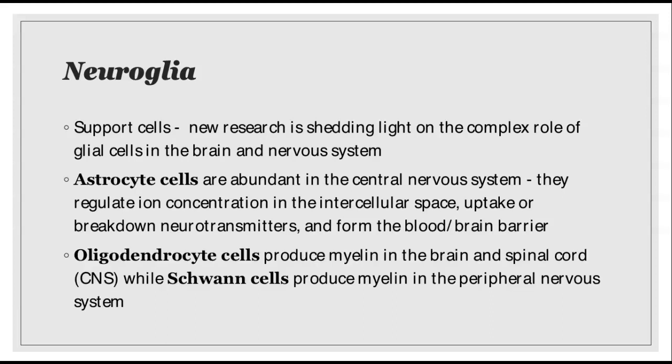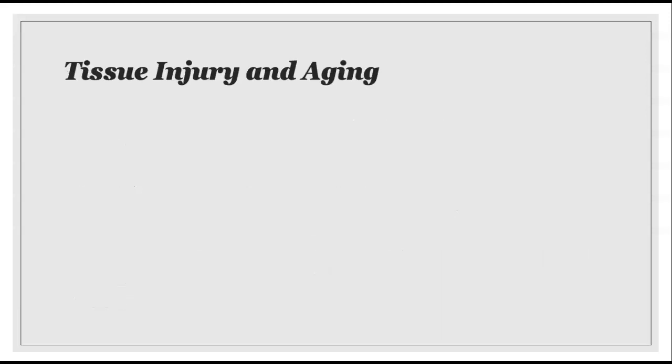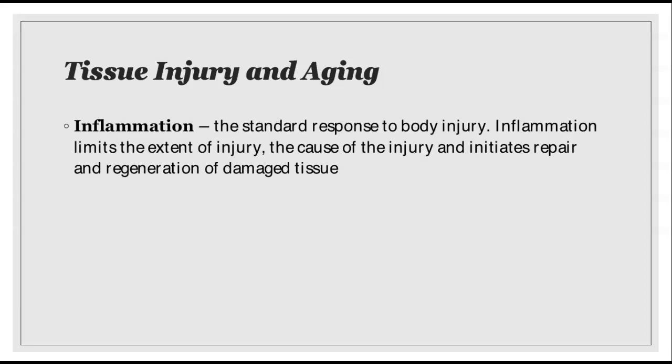Then we have oligodendrocyte cells, which produce the myelin that covers the axon in the brain and spinal cord, which is the central nervous system, while Schwann cells produce myelin in the peripheral nervous system. Okay, so that was the really basic breakdown of Section 4.5. Let's look at Section 4.6, Tissue Injury and Aging.